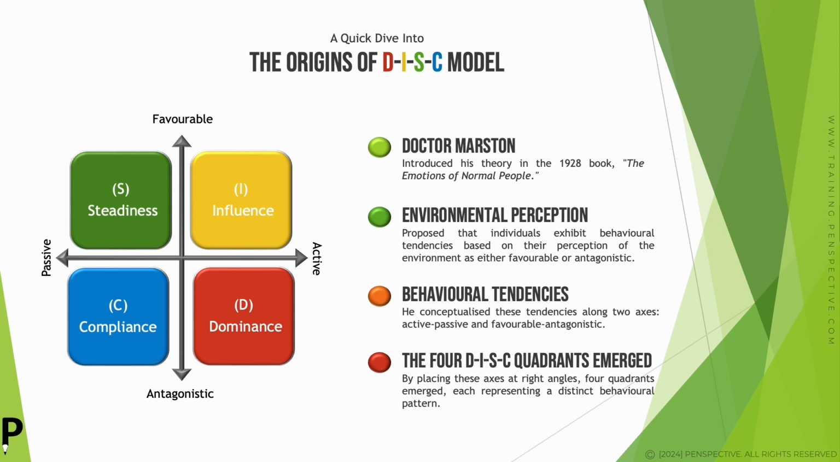Dominance, characterized by activity in an antagonistic environment, aligns with assertive behavior. Inducement, corresponding to activity in a favorable environment, also known as influence in this system, reflects persuasive and sociable tendencies. Steadiness, manifesting as passivity in a favorable environment, signifies stability and reliability. Compliance, associated with passivity in a hostile environment, denotes a preference for structure and adherence to rules.